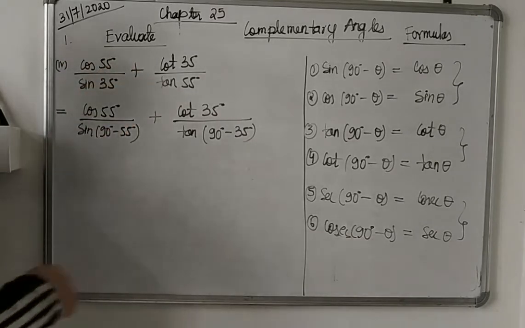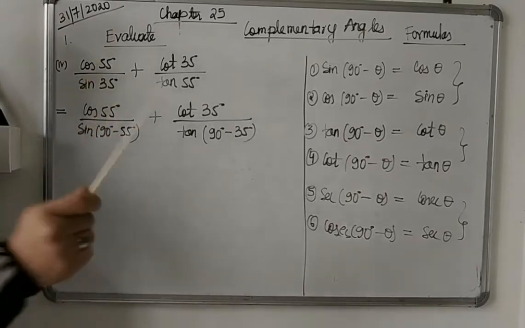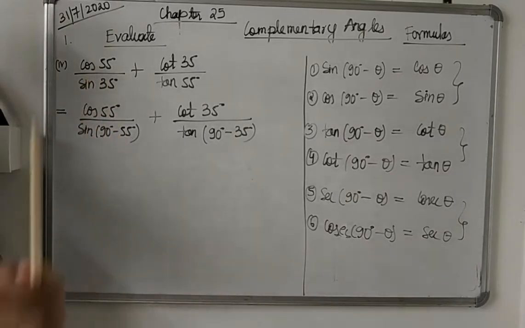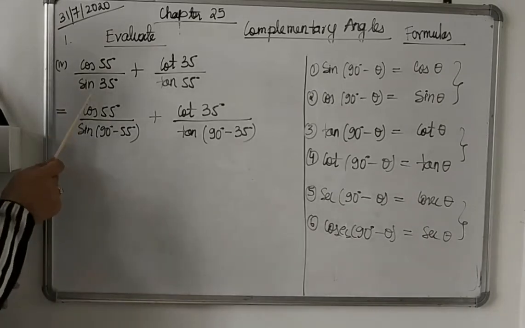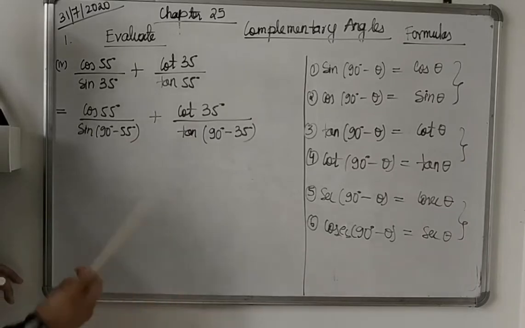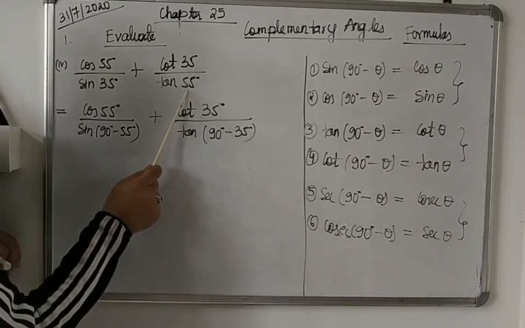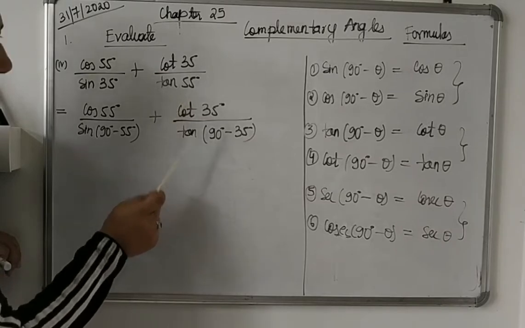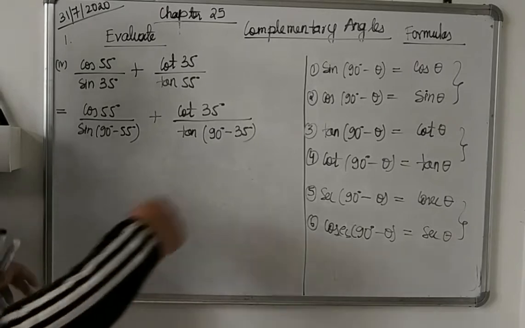We have 55, 35. Are they complementary? You tell me. 55 plus 35, is it 90? Obviously yes. So numerator as numerator, denominator 35. How will I express it? 90 minus 55. And I know what to do. Cot 35, keep it as it is. 55, how will I write? 90 minus 35. Now use the formula. Sin 90 minus 55 is what?